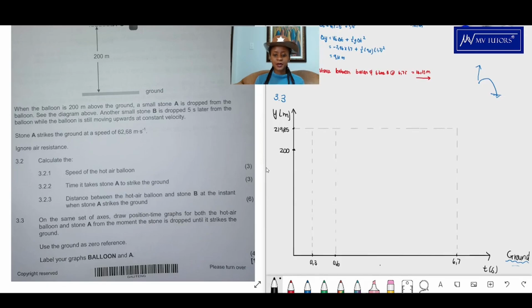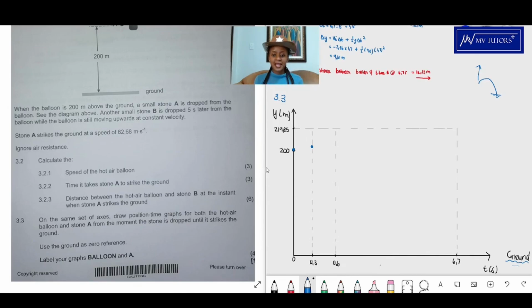So at time 0, they were both together. Stone A and the hot air balloon were 200 meters above ground. Then at 0.3 seconds, let's sketch the stone first with blue. Remember when I calculated separately going up and down for the stone? I calculated that to be 0.3 seconds.